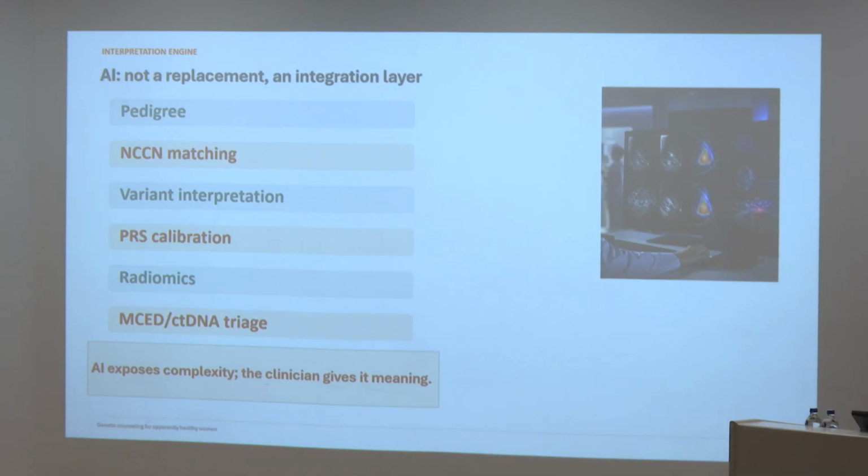After testing, we use it for the prioritization of genetic variants and interpretation of the genetic variants. We use the risk scoring AI implementation for population calibration, for example, and radiologists now use AI integration. And of course, we use AI for interpreting the multi-cancer early detection signals. So the clinician should give it the meaning.